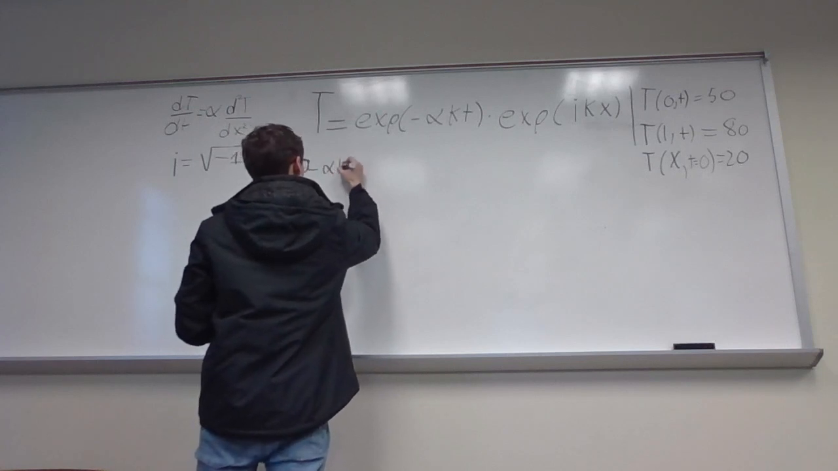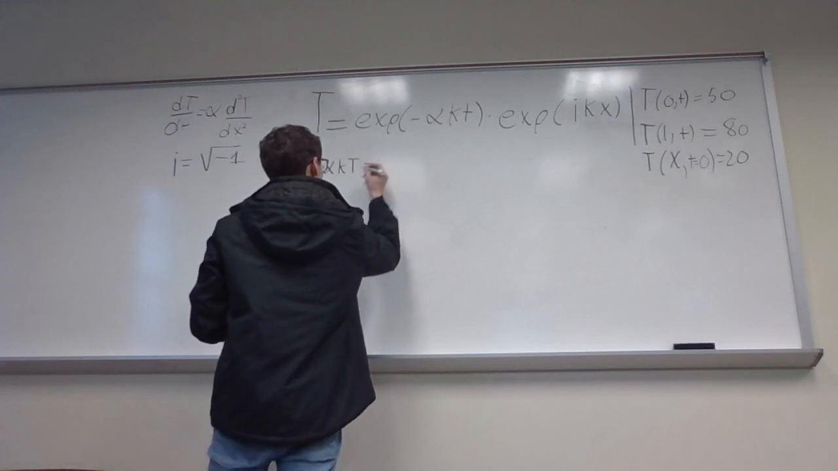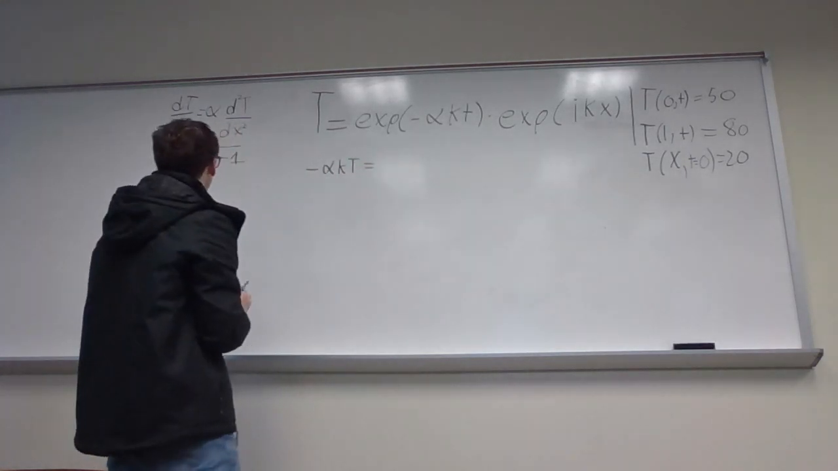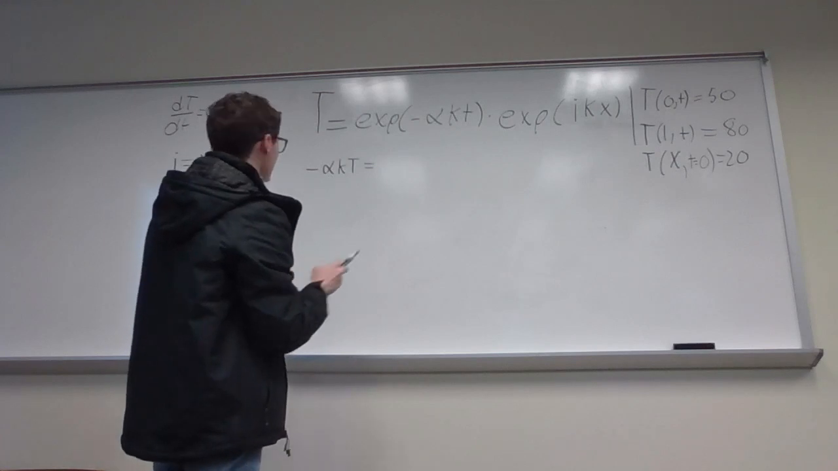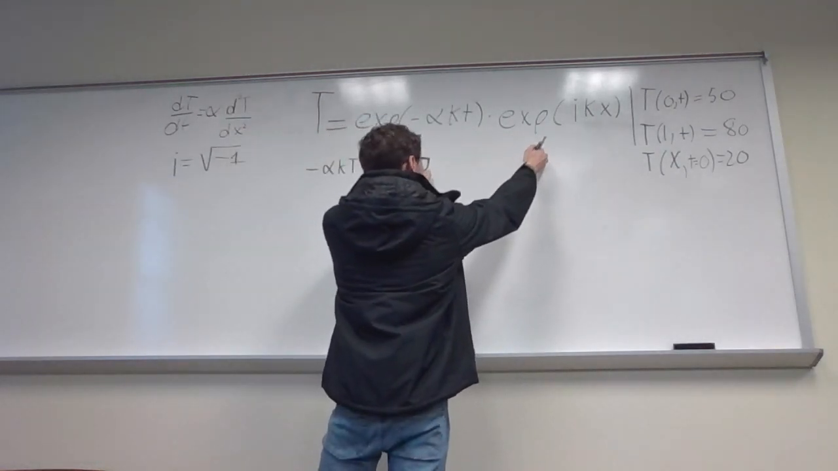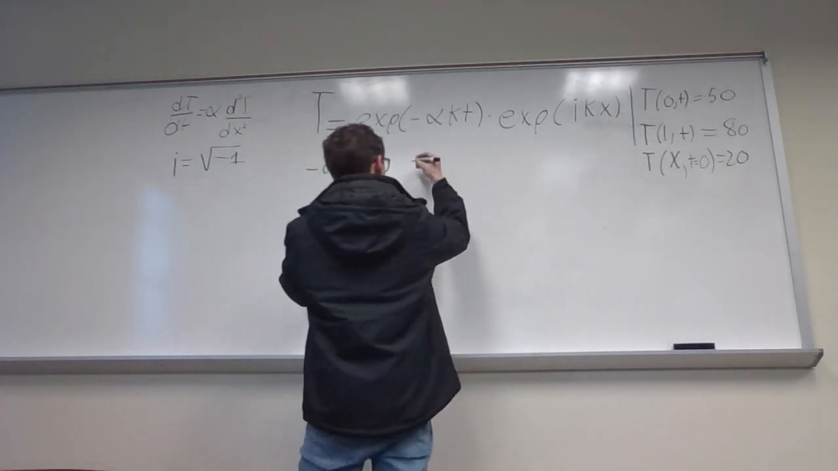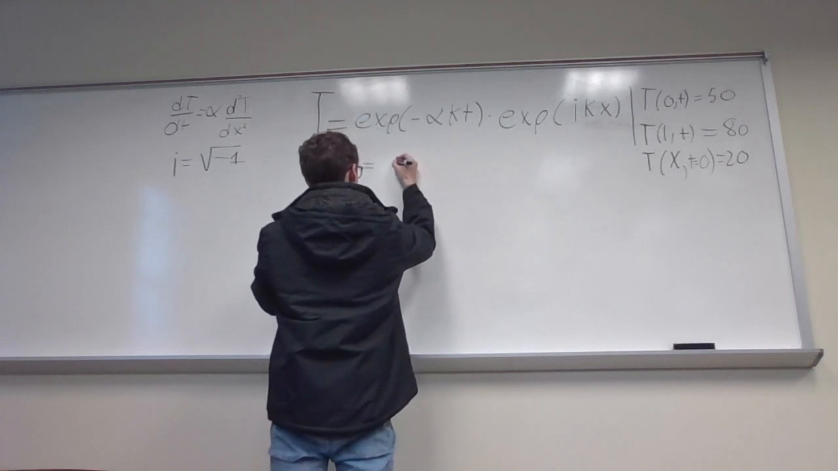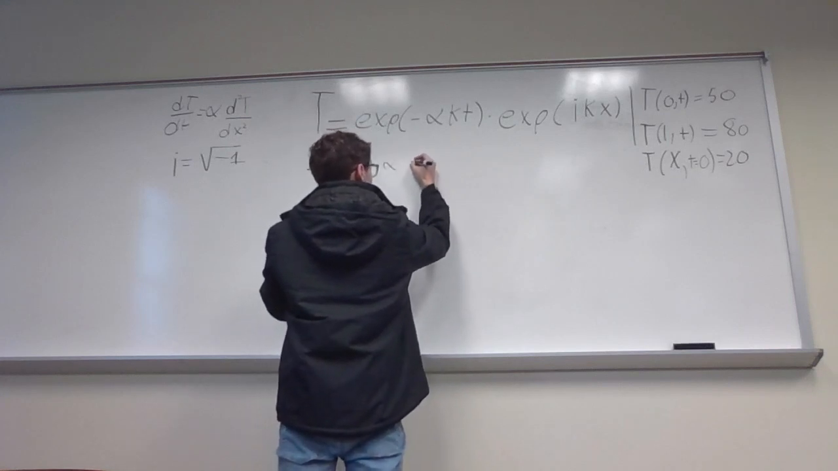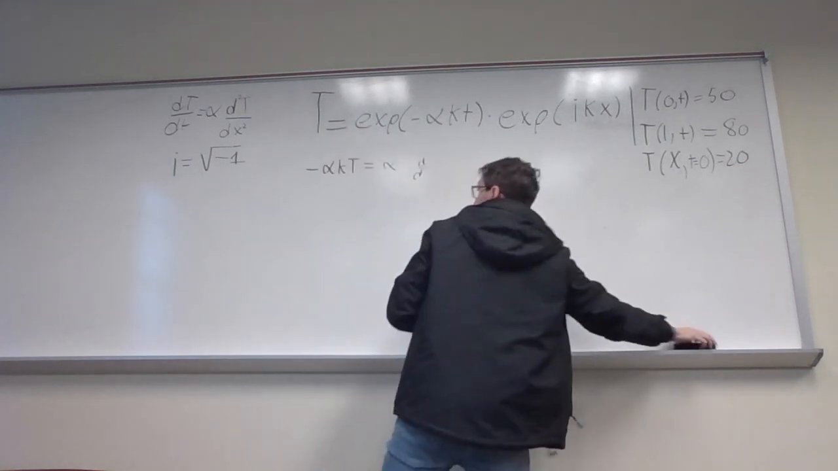alpha kt equals, and then we are going to take the derivative of this fun thing with respect to x, equals the ikt, we have alpha, then we do d over dt. I'm going to write this bigger.